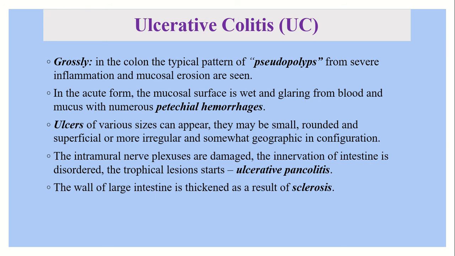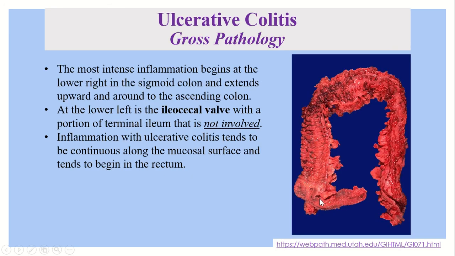They may be small, rounded, and superficial, or more irregular and somewhat geographic in configuration. In this ulcerative colitis, the nerve plexus also is damaged, and the innervation of the intestines is disordered. The trophic lesion starts. We call it ulcerative pancolitis. As we said, the wall of the large intestine is thickened as a result of the sclerosis. The gross pathology of ulcerative colitis.